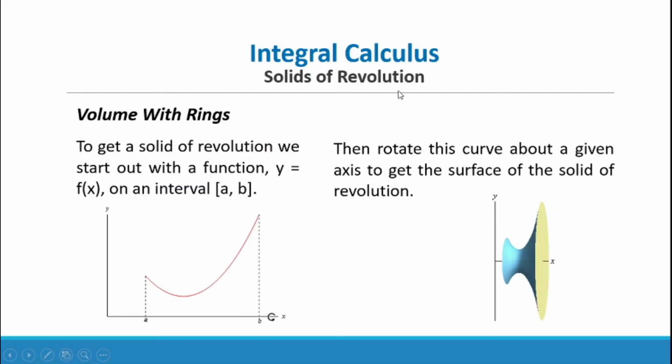Solids of revolution. Volume with rings. To get a solid of revolution, we start out with a function y equals f(x) on an interval [a, b]. So we have a curve, a function of x, and an interval of a to b. Then rotate this curve about a given axis to get the surface of the solid of revolution. In this case, we are rotating about the x-axis, and this will be the diagram.